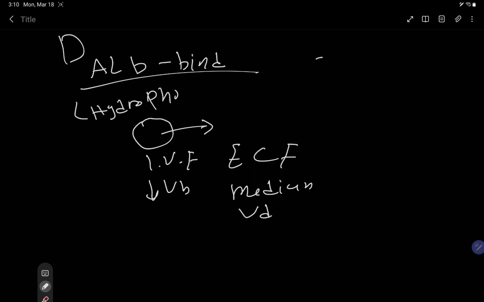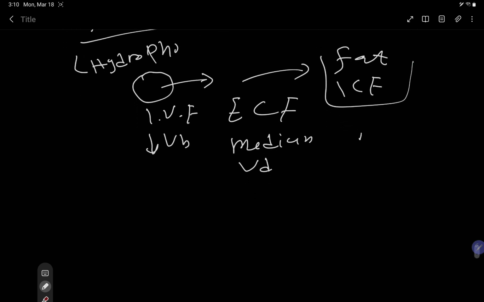If that drug is small and lipophilic, it will cross the cell membrane, entering into the fats, entering into the intracellular fluid, accumulating in this component, giving us a high volume of distribution.